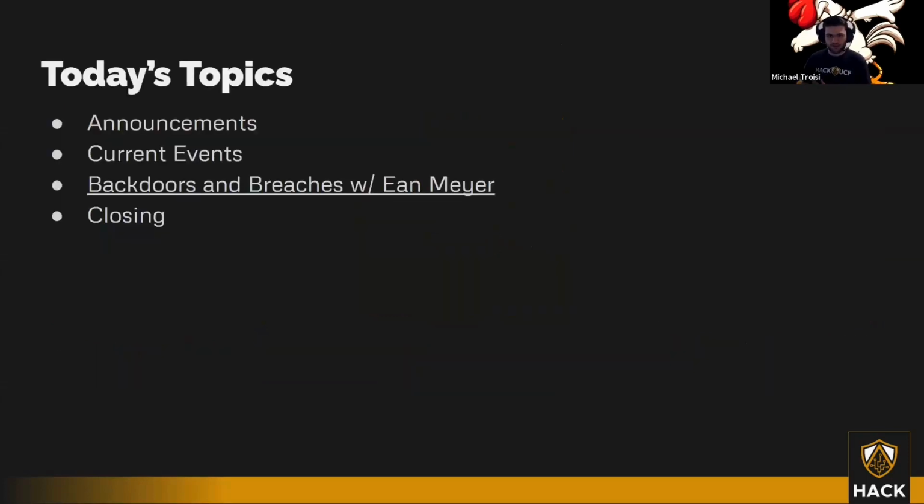So today, we're going to go over the announcements. Then we're going to go over the current events. Peyton will present some of those today. And then onto our main talk will be Backdoors and Breaches with our guest, Ean Meyer. And then we're going to close things out.